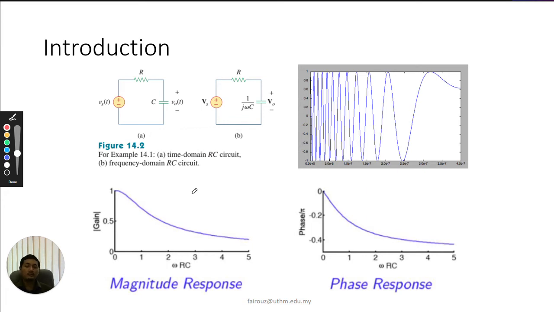So the response depends on the combination of RLC in the circuit. A combination of R and C will give a different response. A combination of R and L will give a different response, and even a different value of R and a different value of C or L will give a different response as well. So the frequency response of a circuit is unique, depending on the arrangement of the components RLC, and on the value of the components as well.